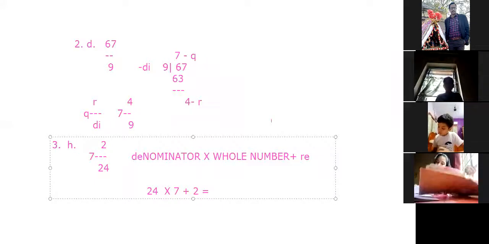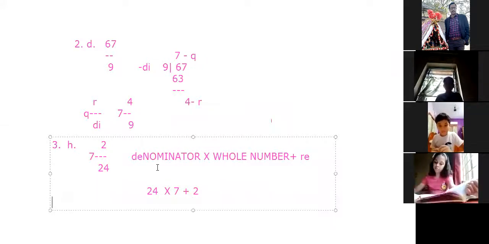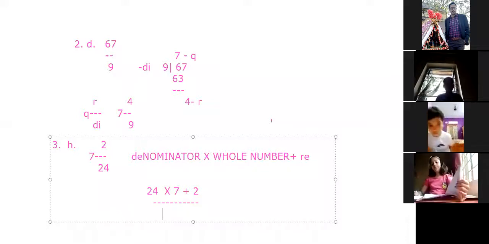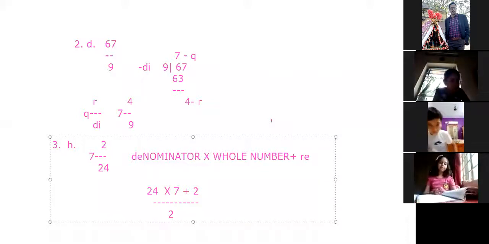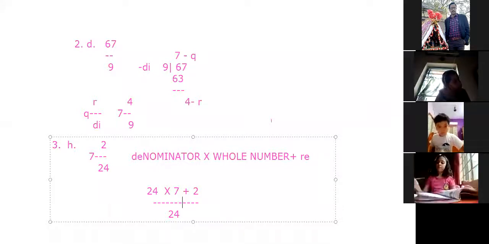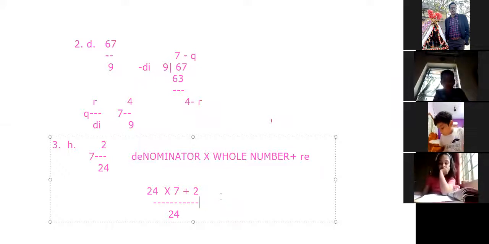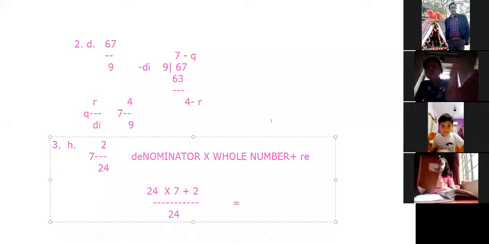So 170 will be divided by the denominator. The denominator will stay as it is. The denominator is 24. Just one minute, let me edit. Here we write 170 by 24, and at the top we can write the number.